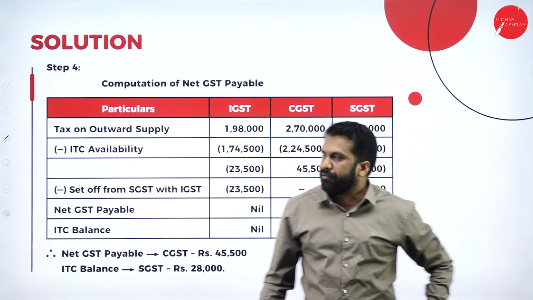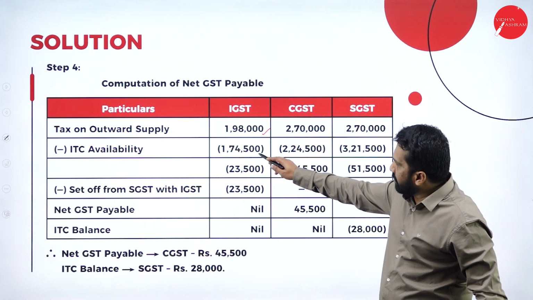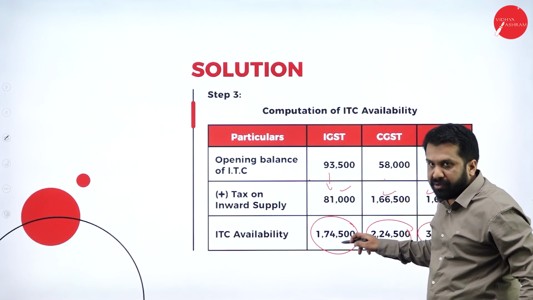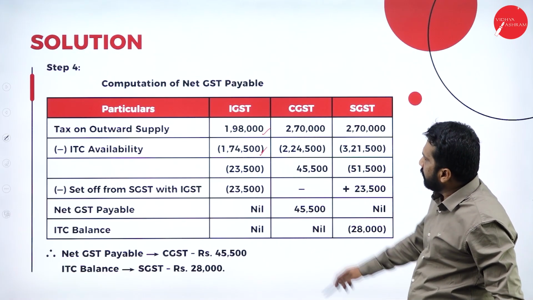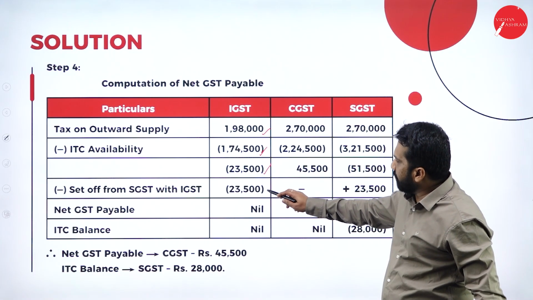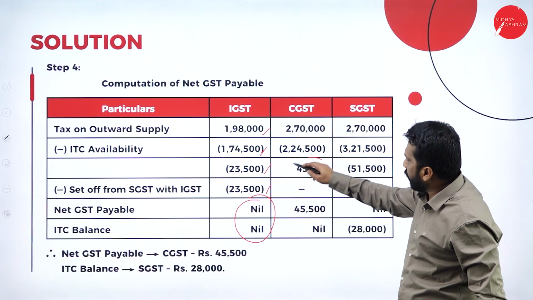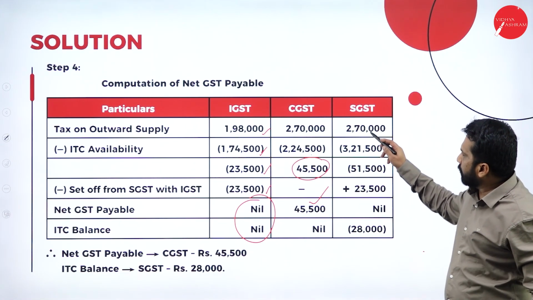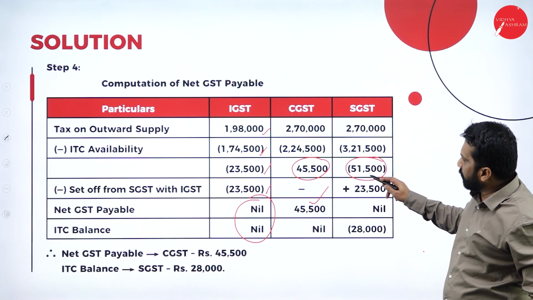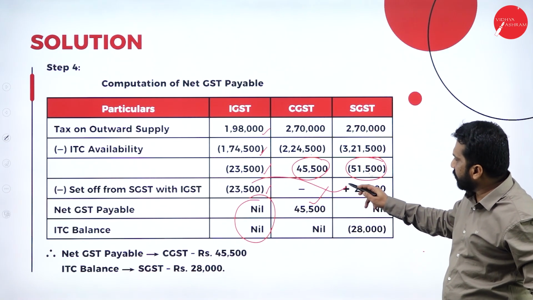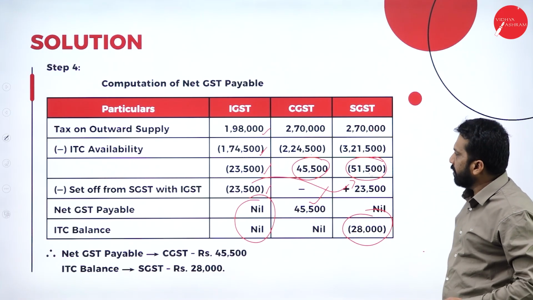Now, similarly, if you go with that, 198 is your outward. Your total ITC 174. You calculated in the previous one. Your inward plus opening, both you have added. You will get 23,500. 23,500 can be adjusted. The tax is nil. 270 minus 224, 45,500 is payable. 270 minus 371, it is 51,500. So 51,500, this amount can be adjusted here. So the remaining is 28,000. Hope you are clear. Yes.